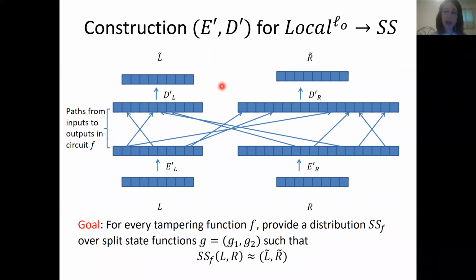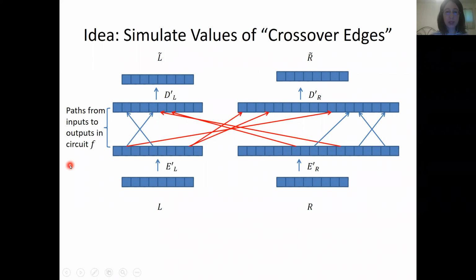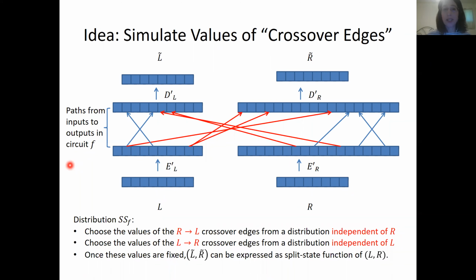And in order to give a non-malleable reduction by the definition that we saw, we need to provide a distribution over split state functions such that when you apply this split state function to LR, you get something that is close to L tilde R tilde. So we need to simulate the effects of the real experiment using a split state function drawn from some distribution. So how are we going to do this?